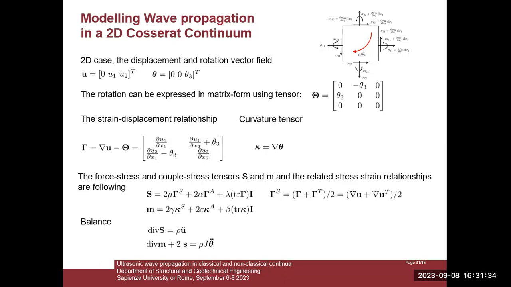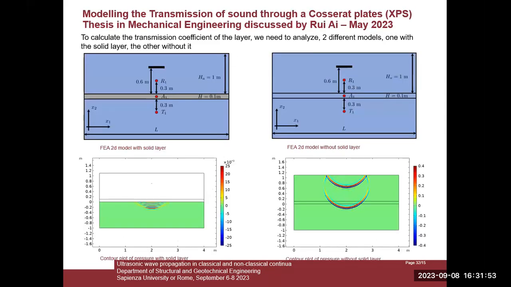And in the plane model, you just have two displacements and how many rotations? One, about the plane orthogonal. So this is the definition of the various components, balance, strain, curvature tensor, and this is the model we did. Why did we do that?